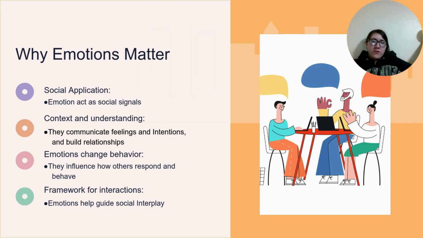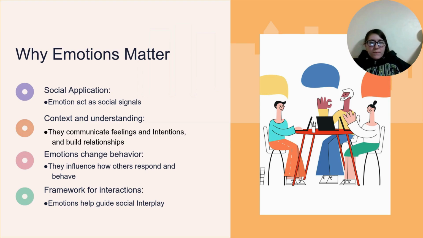And then when you do show true emotions, it helps build the relationships between people so that you're closer. Then emotions change behavior by influencing how others respond and behave to your emotions. And your emotions can also influence their emotions, such as you being upset, like sad, can make other people sad. So it's always a back and forth, like ping pong. And then framework for interactions, emotions help guide social interplay, or just social interactions, basically.